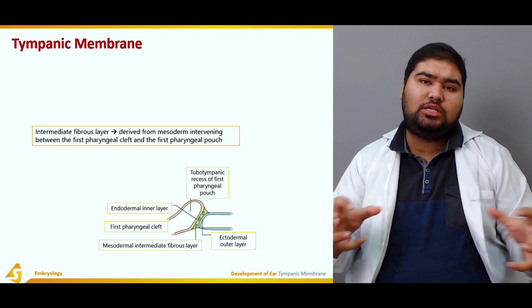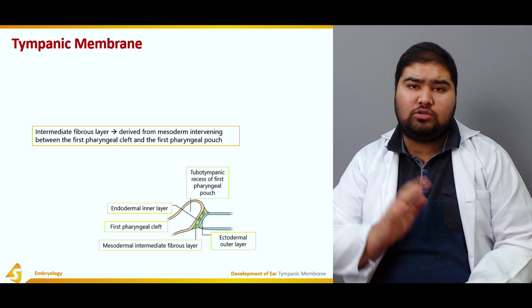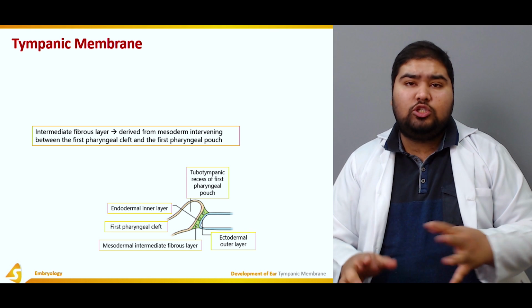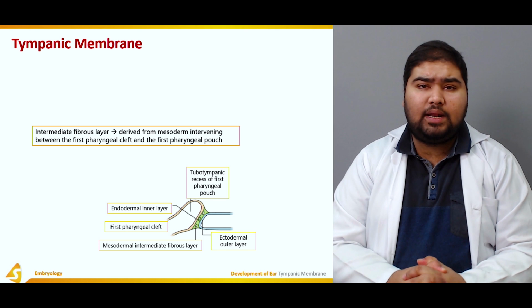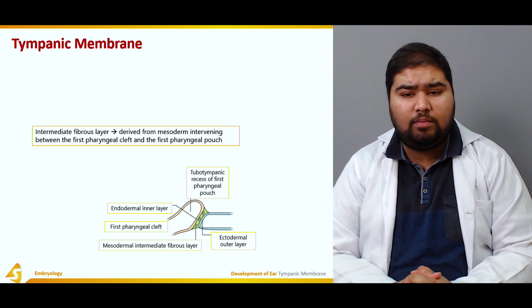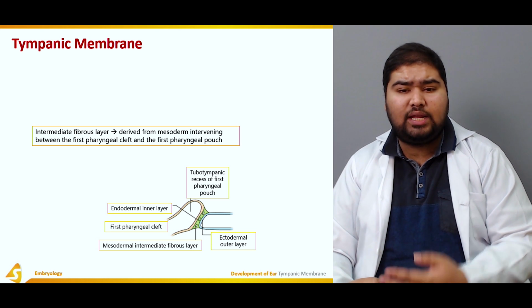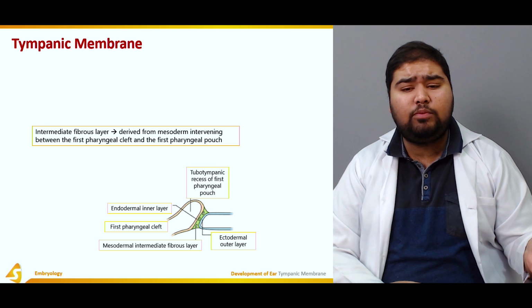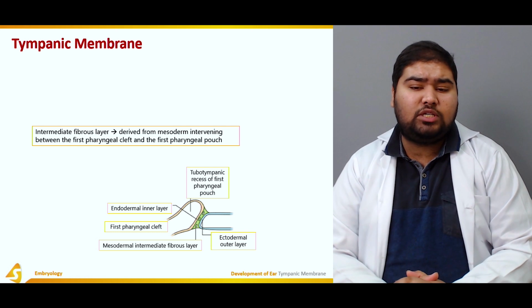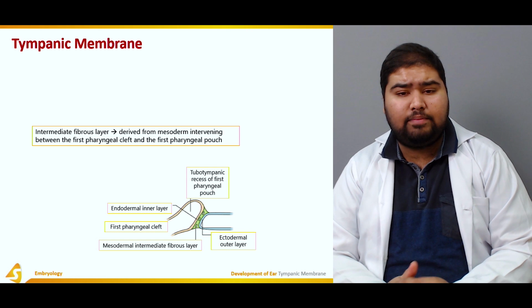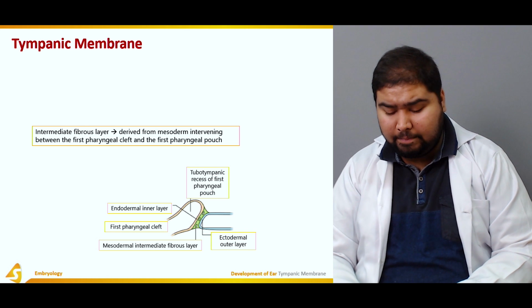So this is how the tympanic membrane is formed, by an ectodermal component and an endodermal component and a mesodermal component in between. So the tympanic membrane, which separates the external ear from the middle ear, has an ectodermal component which is formed by the ectoderm of the first pharyngeal cleft. Then it has an endodermal portion which is formed by the first pharyngeal pouch, and then it has a mesodermal layer which is formed by the mesoderm intervening between the pharyngeal cleft and the pharyngeal pouch.